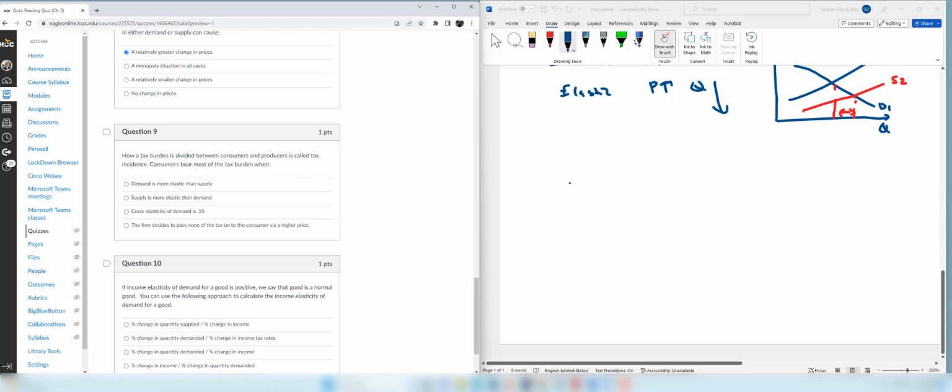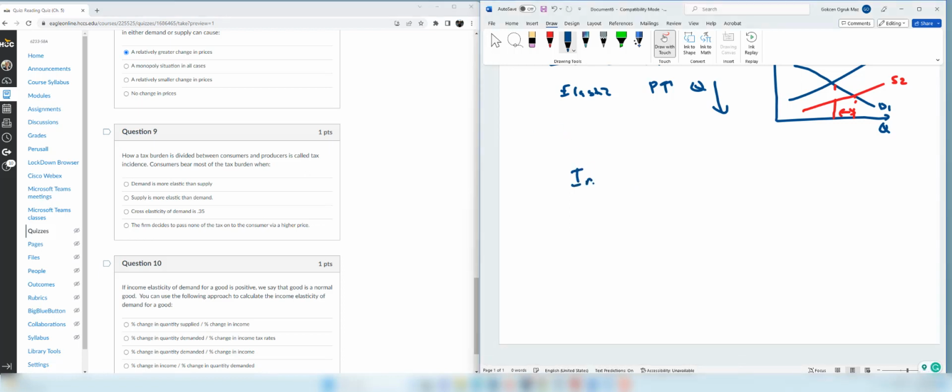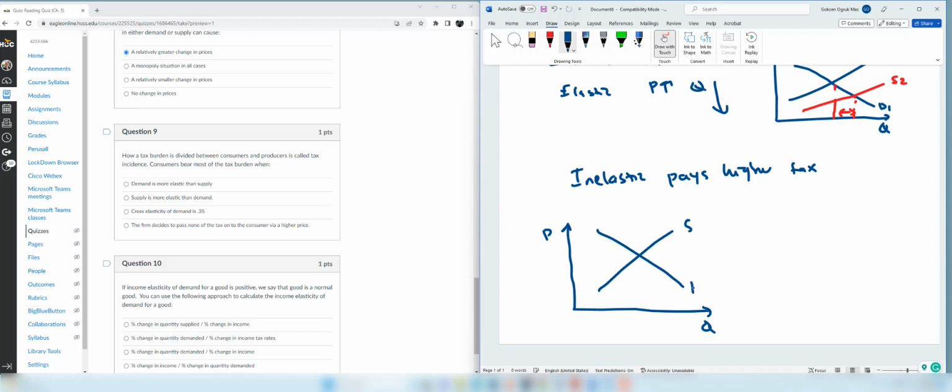So here is the rule for this type of question. The inelastic side of the market transaction pays a higher tax. So let's understand this on a demand and supply curve. Let's start with understanding the tax incidence. So this is supply, this is demand. Let's say this is the product, pizza, it's $10 and 100 pizzas were sold in the market. And now the government imposes a $1 tax either on the supplier or on the consumers, it doesn't matter.